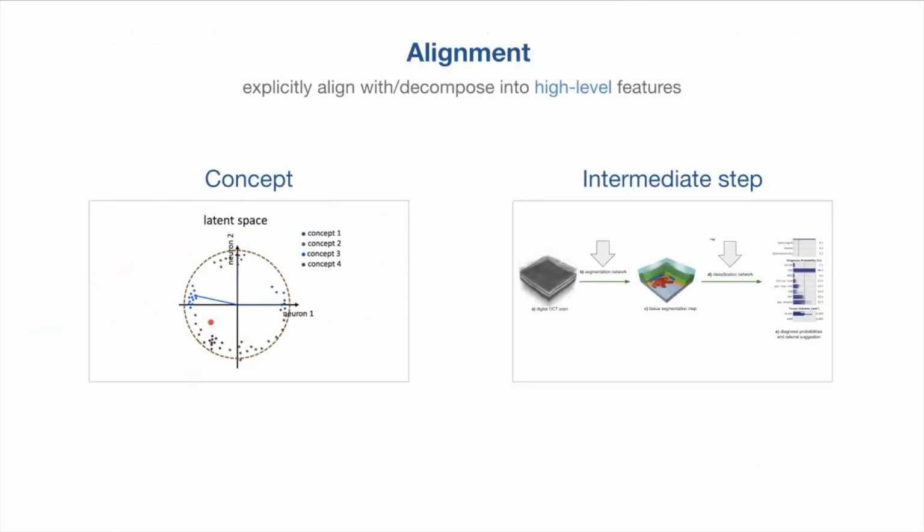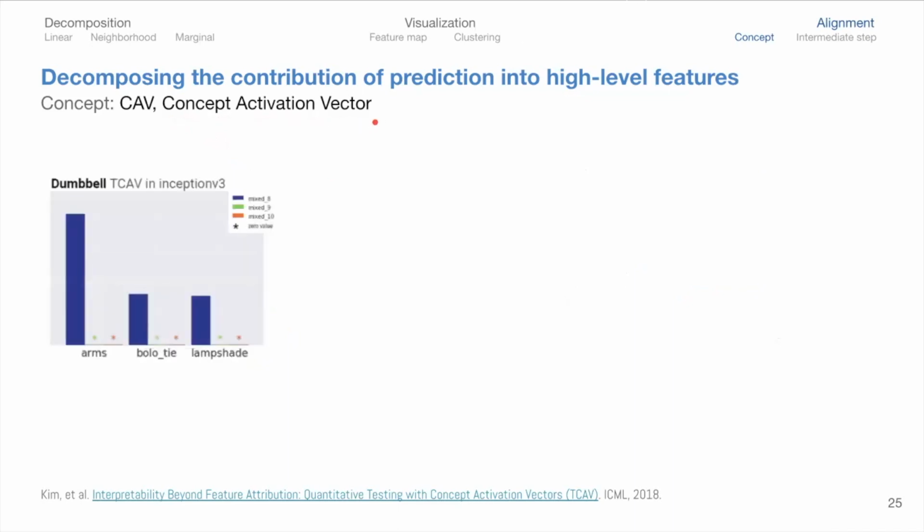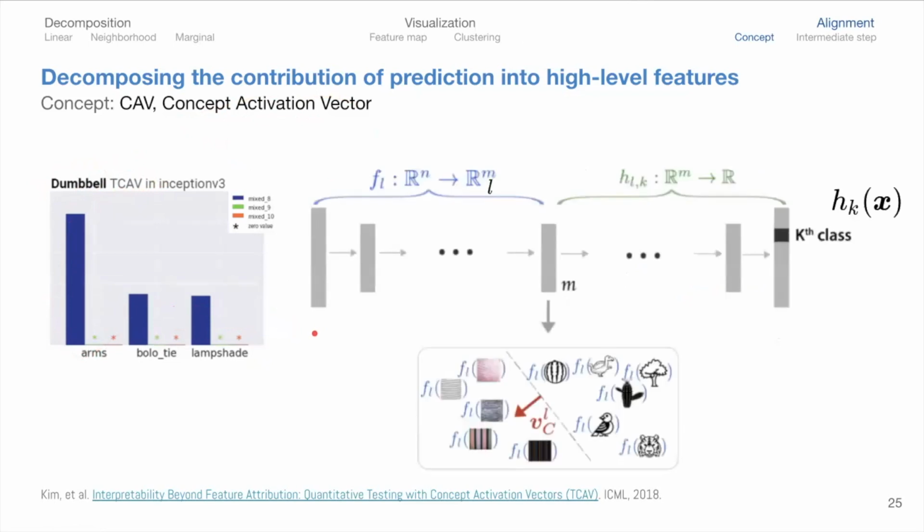The alignment is to explicitly find or align the latent representation with the high-level human concepts. We look at the concept-based explanation. A landmark work is called the CAV, the concept activation vector. This is the explanation from the CAV method: to explain the decision on the dumbbell, it lists the 3 most important concepts for the model prediction. And let's see how it did.